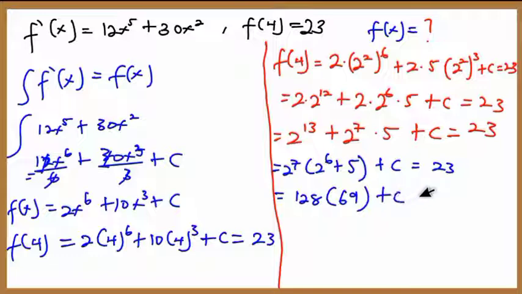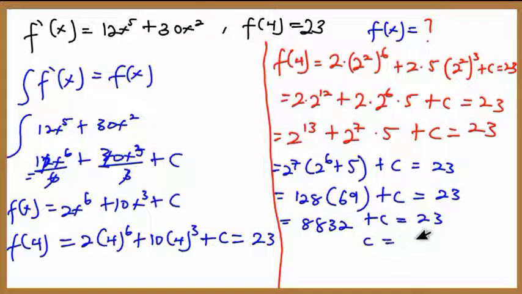Plus c equals 23. So this one multiplies this one, I'll have 8832 plus c equals 23. So our c becomes 23 minus 8832. So our c equals negative 8809.